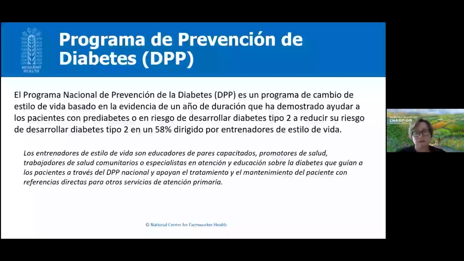The program was very effective, to the point where it is covered by Medicare and Medicaid. There is no copay.